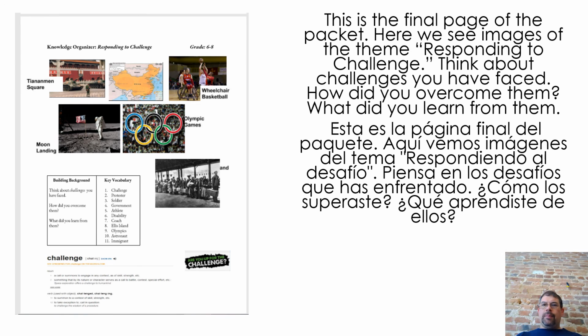This is the final page of the packet. Here we see images of the theme, responding to challenges. Think about challenges you have faced. How did you overcome them? What did you learn from them?